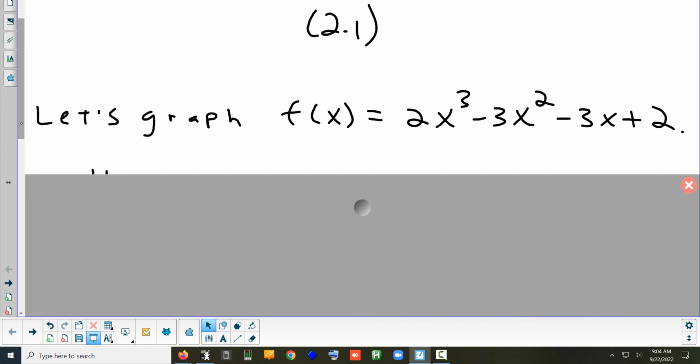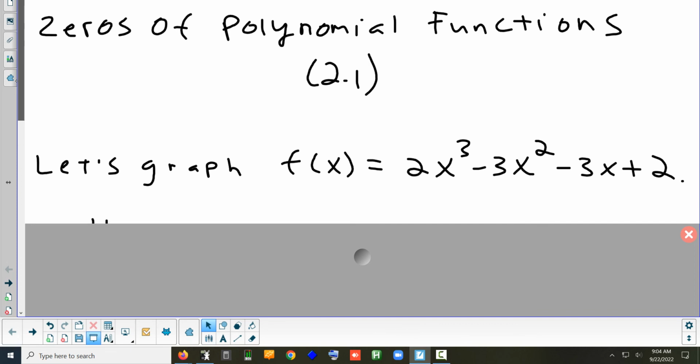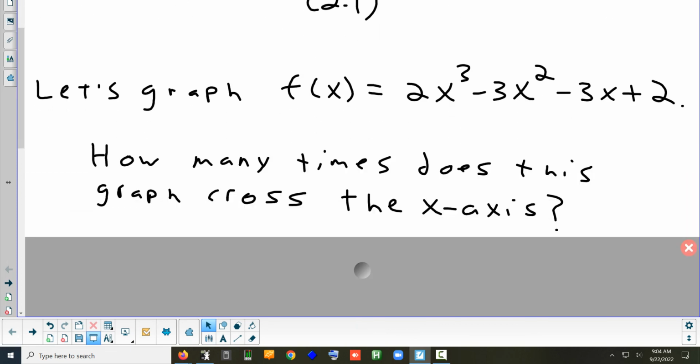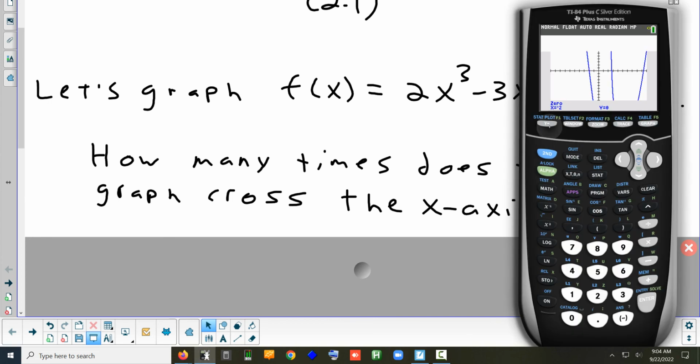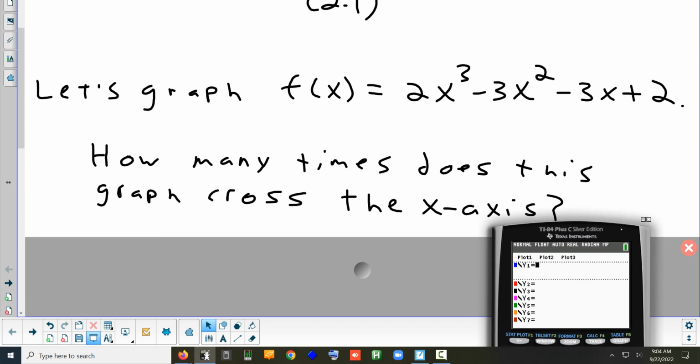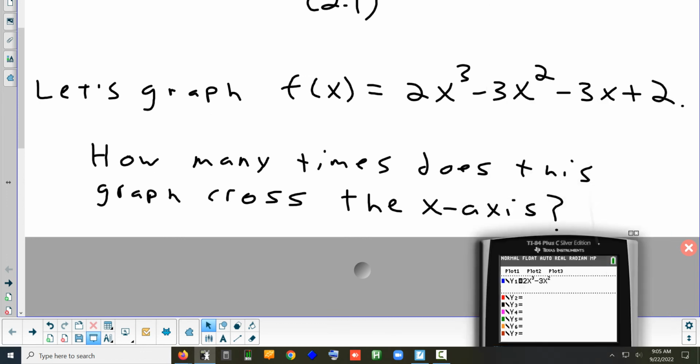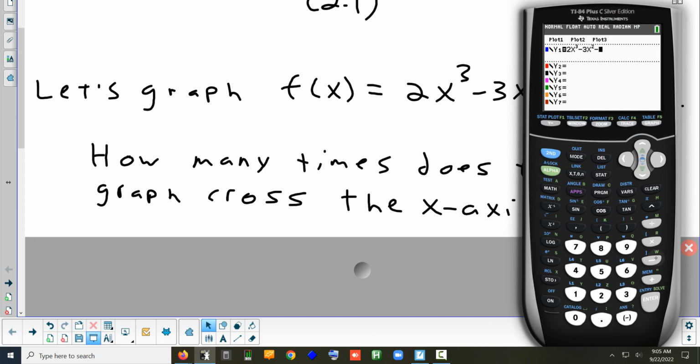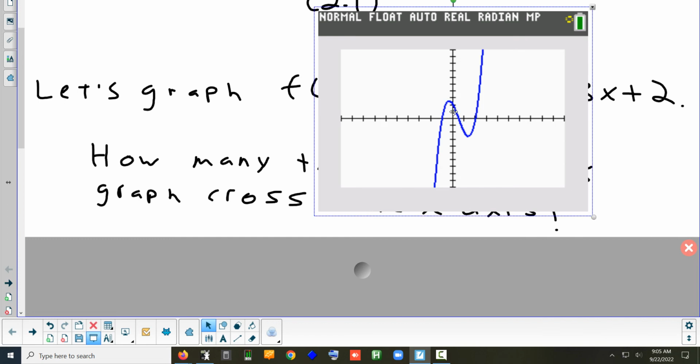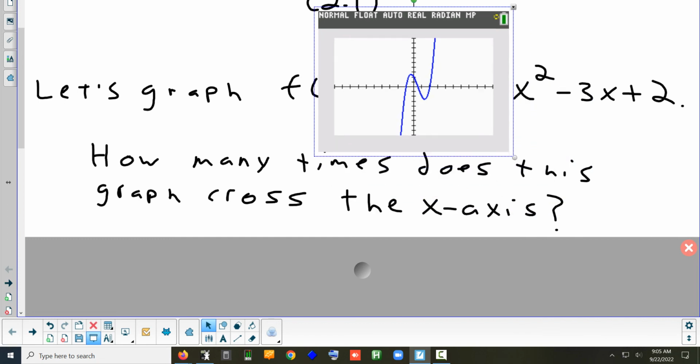So what I want to look at first is let's graph that equation. And what I want to focus on is how many times it crosses the x-axis. All right, so it's 2x cubed minus 3x squared minus 3x plus 2. Okay, I did zoom 6. I already know I did that ahead of time, so it's a standard window. Standard window is perfect. Tells me exactly what I want to know.